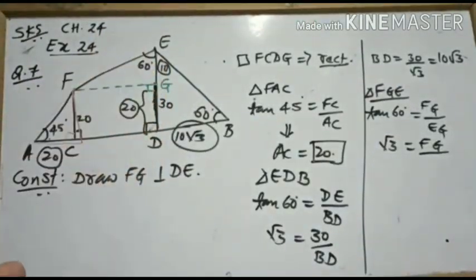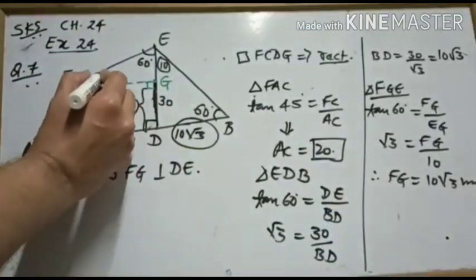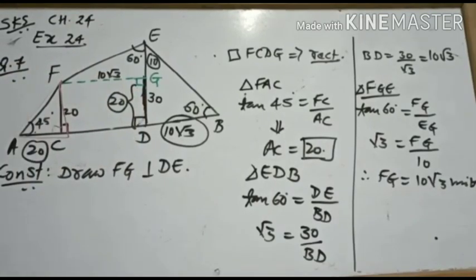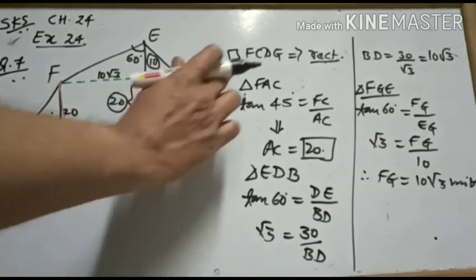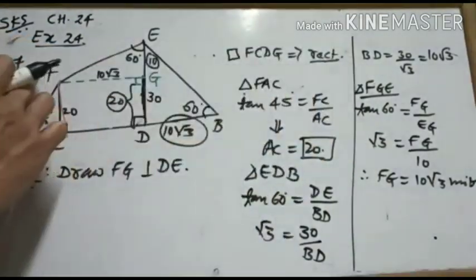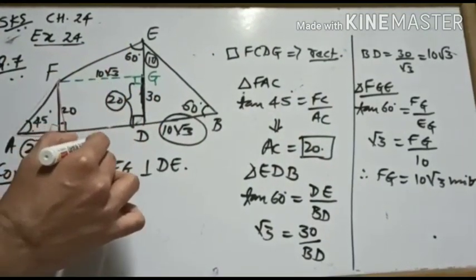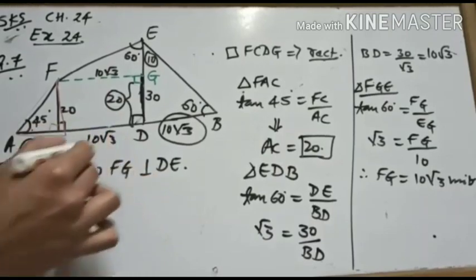FG is unknown. EG value we have already calculated as 10. You can see it is written in the circle. So your FG value will be equal to 10 root 3 units. Now we got this FG as 10 root 3. But do you know, we have proven FCDG is a rectangle. We got 10 root 3, this also will be 10 root 3.